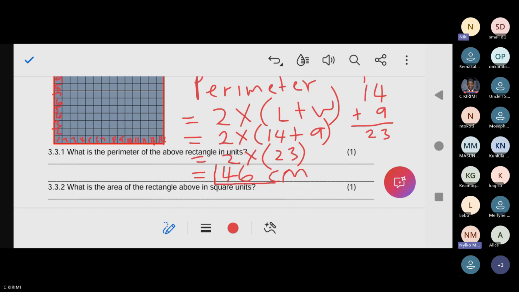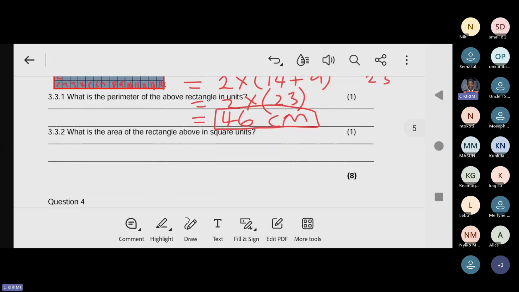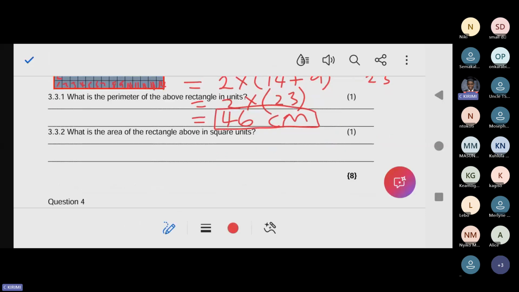Perimeter is written in centimeters. But if you want the area of the rectangle, that's when you write in square centimeters. So the area of a rectangle is equal to the length times the width. Our length was 14 times what?